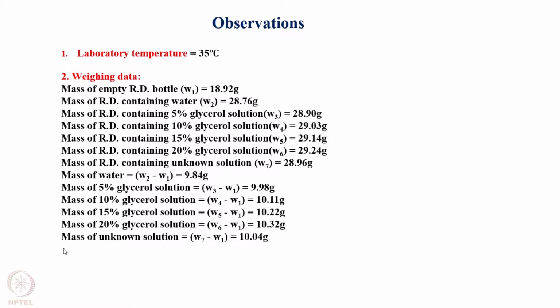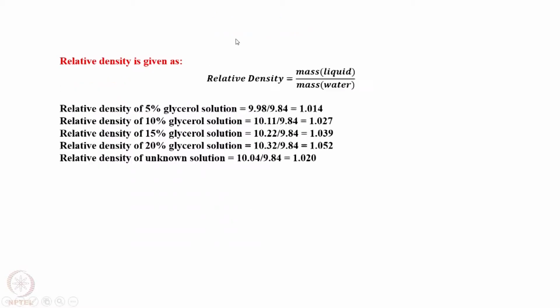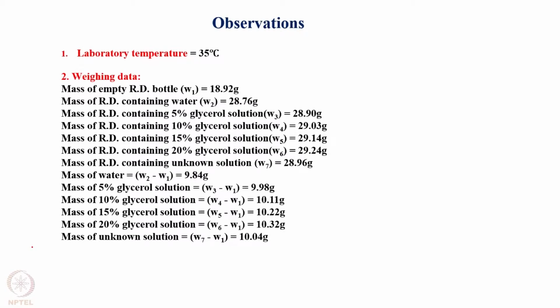After weighing the mass of the different volume by volume solutions of glycerol and water, these are the observations which we obtained. First of all, to measure the viscosity, we need to know the viscosity of the reference at the particular temperature. So we need to know the laboratory temperature in which the experiment is being done. The laboratory temperature for this experiment was 35 degrees centigrade.